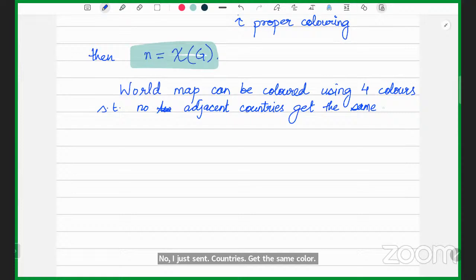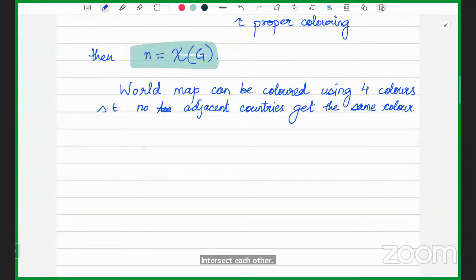This is the famous four color theorem, and it is not just for the world map, it is actually a much more generalized statement, and it is about planar graphs. A graph is planar if you can draw it on the plane, R2, so that no edges intersect each other.